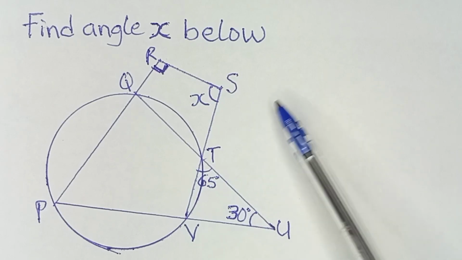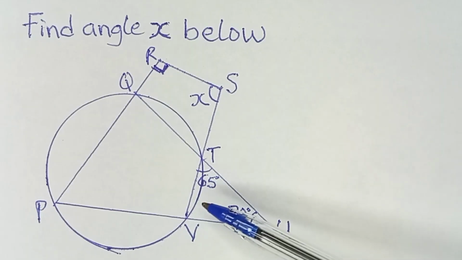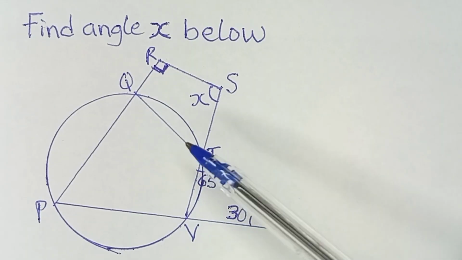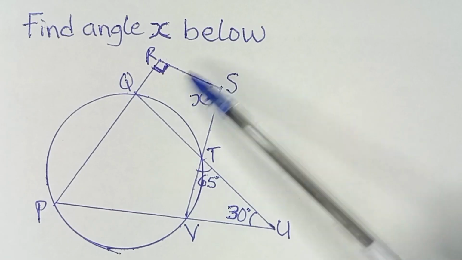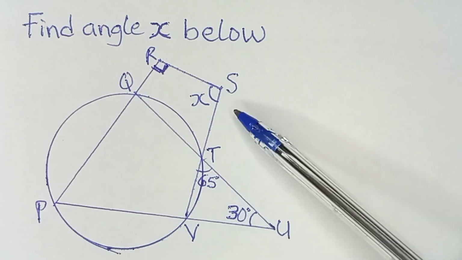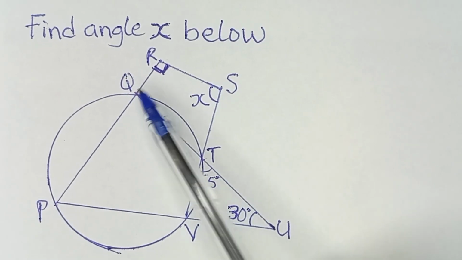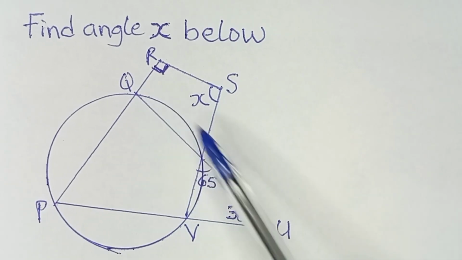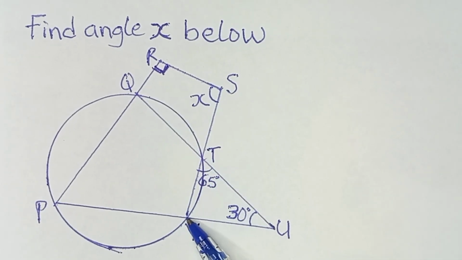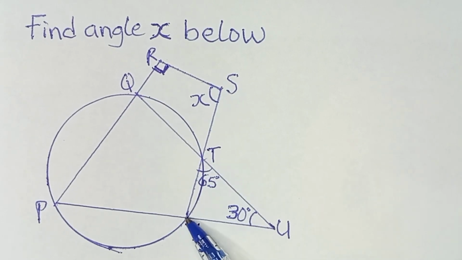In order for us to solve this circle geometry problem, I would like us to look at the cyclic quadrilateral theorem. So we'll be looking at some circle theorem here and some triangle properties to solve this. Now, if you look, this is a cyclic quadrilateral, PQTV, because all the edges are on the circumference of the circle. So this is a cyclic quadrilateral.